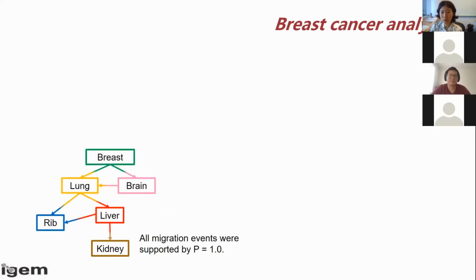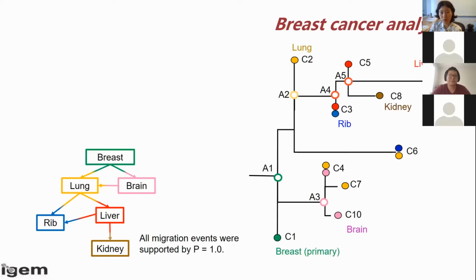Pathfinder produced this migration path. So lung and brain were seeded from the primary breast tumor, and Pathfinder predicted many migration events between metastatic tumor sites like this. We found these migration events were reasonable compared to the clone phylogeny. This is the clone phylogeny. The white circle is the predicted ancestral tumor site by Pathfinder. We found all of these inferences are reasonable.